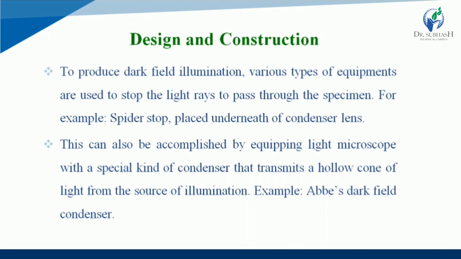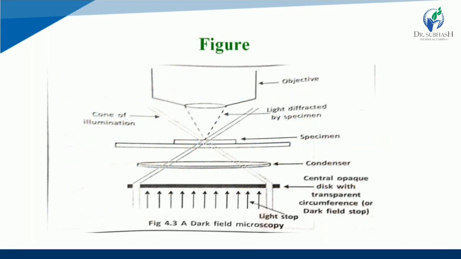Dark field microscopy can be accomplished by equipping a light microscope with a special kind of condenser. So the dark field microscope is made up of a light microscope as well as a special kind of condenser. What is the role of the condenser? It transmits a hollow cone of light from the source of illumination. An example is Abbe's dark field condenser. That is the figure of dark field microscopy.